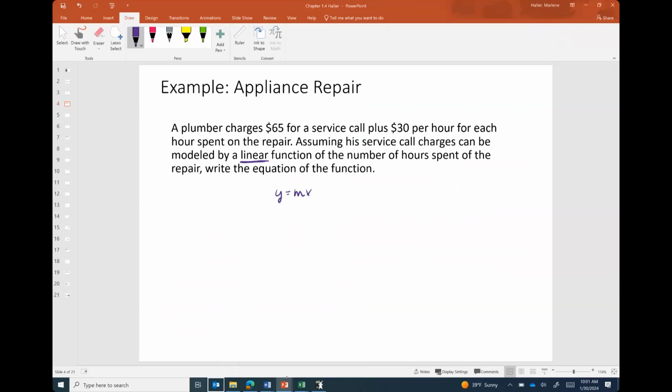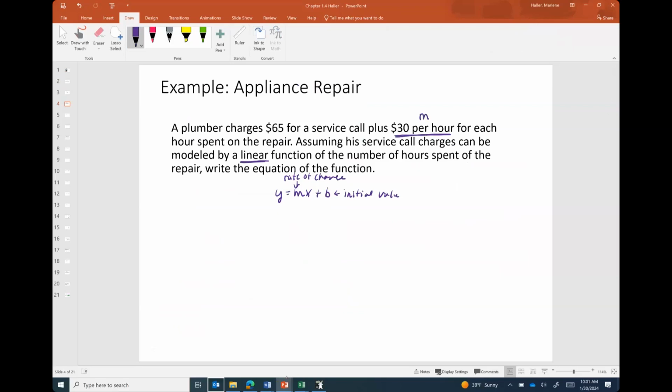if we use this slope-intercept form, we know that the m is going to be the rate of change and the b is going to be the initial value. So looking in the context of this application, what would be the rate of change? Well, it looks like the thing that's changing is the per hour charge, right? So $30 is going to be our rate of change, $30 per hour. Whenever we see per, that's a rate of change.